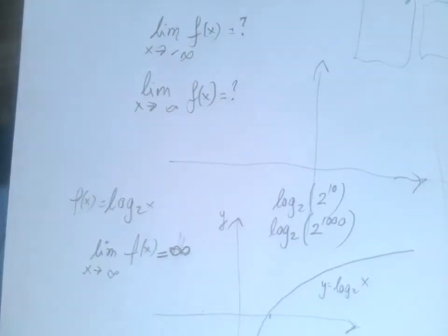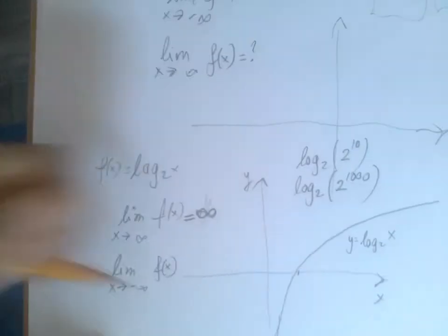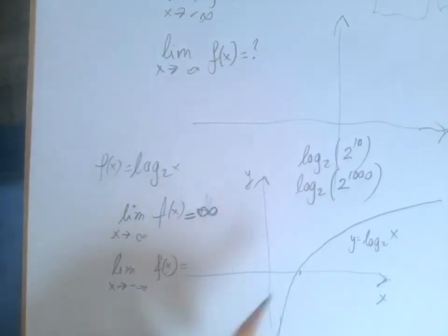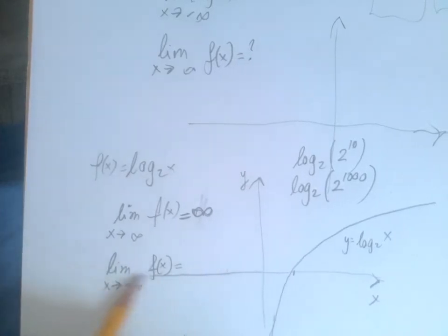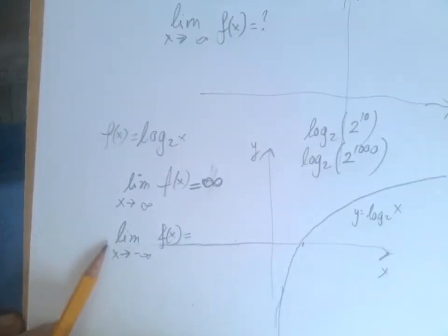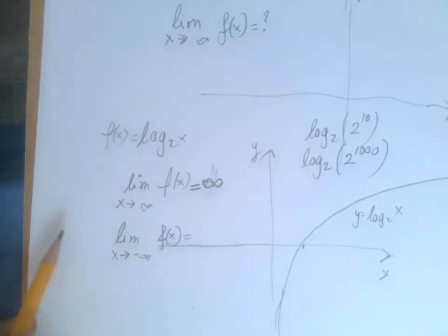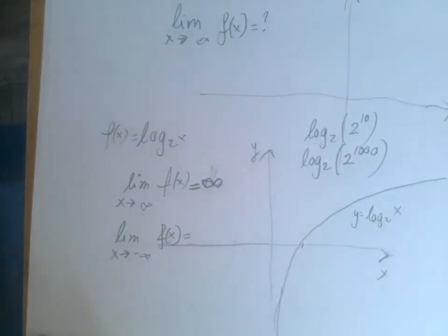Oh, here comes the fun. What about the other end? Well, what is the function doing when we look at the left edge of the paper, thinking of the x values as larger and larger negative numbers? Well, they're nowhere to be found. The domain of log 2 of x is all the positive numbers, right? And so no function, no limit.